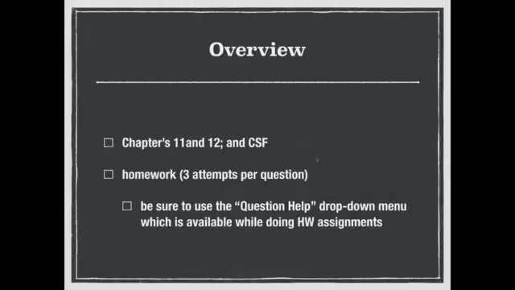As always, you're allowed 3 attempts per question on the homework. For any particular question you're having difficulty with, make sure you use that question help drop down menu and realize that this is available to you while you're working on the actual assignment. So you're going to be able to use that while you're actually working on the homework assignments.